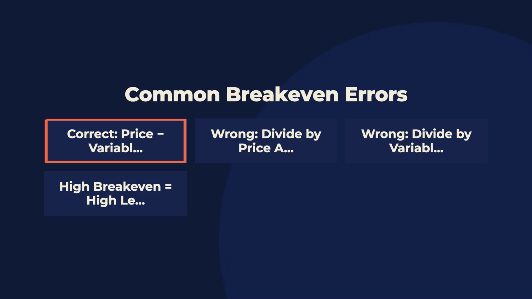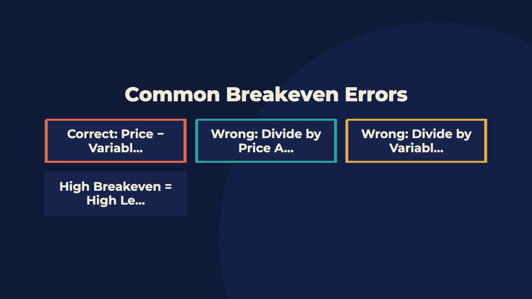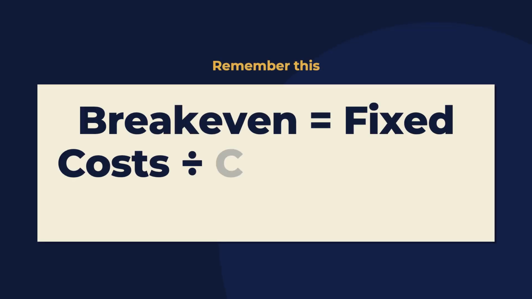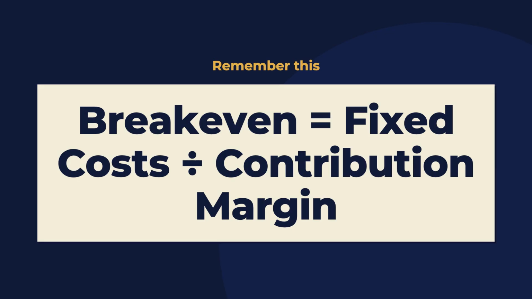The most common mistake is dividing by the wrong denominator. Using price alone overstates coverage, and using variable cost alone is meaningless. The denominator must always be price minus variable cost. Notice too that a high break-even point signals high operating leverage, since heavy fixed costs demand large sales volume before profit begins. Keep this rule: break-even equals fixed cost divided by contribution margin, and contribution margin is always price minus variable cost, never price alone.